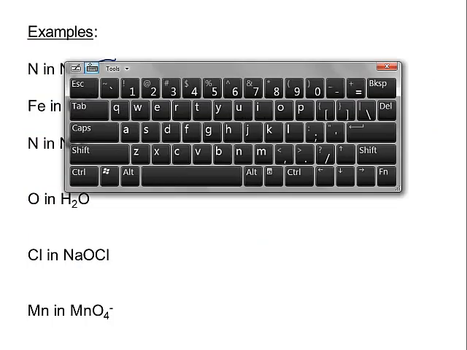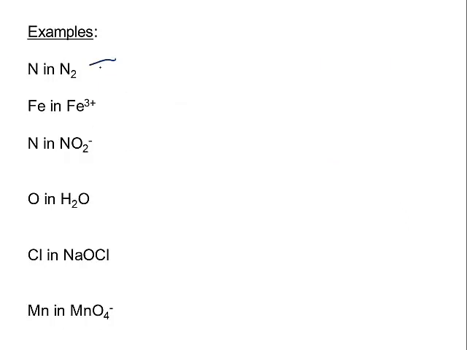Nitrogen in N2. Nitrogen is an element in its elemental form in this case, so its oxidation number is 0, as it would be for any element. Iron in the ion Fe 3+, which is a monatomic iron, has an oxidation number of +3, because any ion has an oxidation number equal to its charge. So those are easy. Now we're getting up to the harder parts.